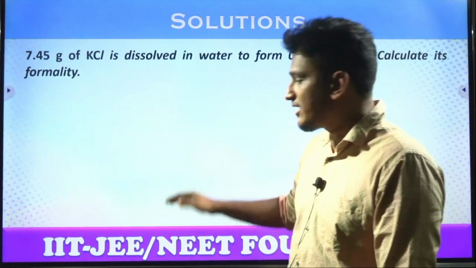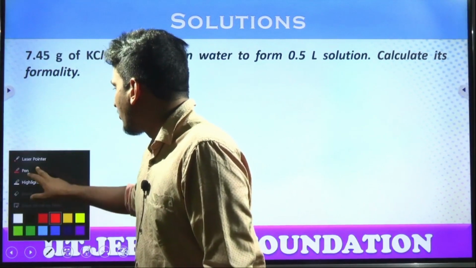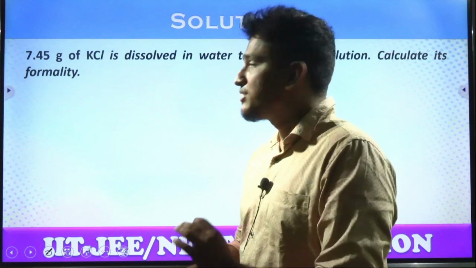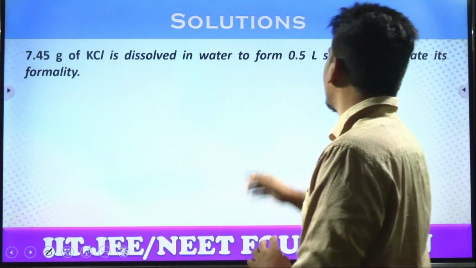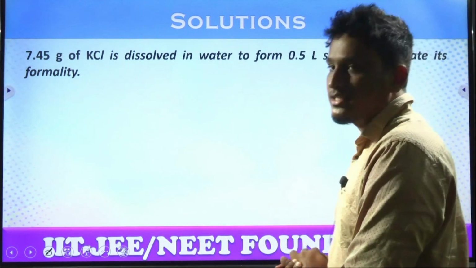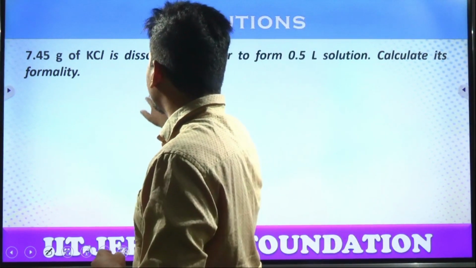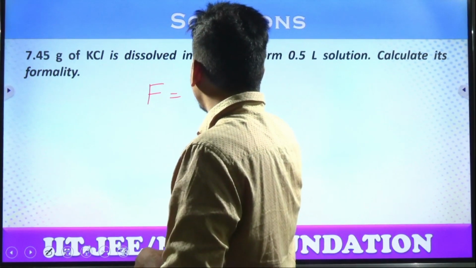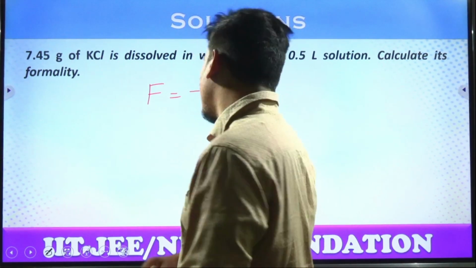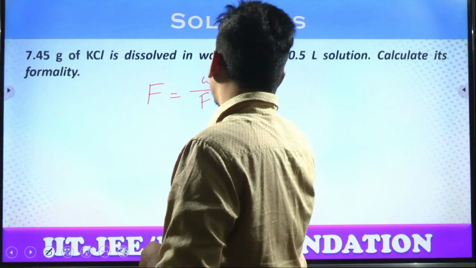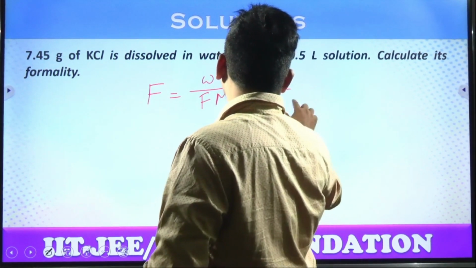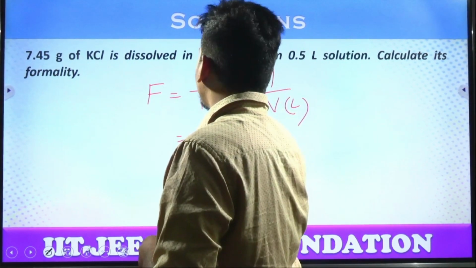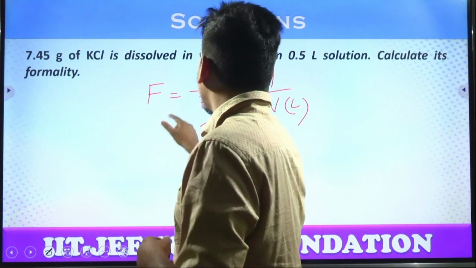So we have one numerical. Let us solve it, students. What is given here? 7.45 grams of KCl, potassium chloride, is dissolved in water to form 0.5 liter of solution. Calculate its formality. Students, what is the formula? Given mass by formula mass into 1 by volume in liters. What is the given mass? 7.45 grams. And what is the formula mass?